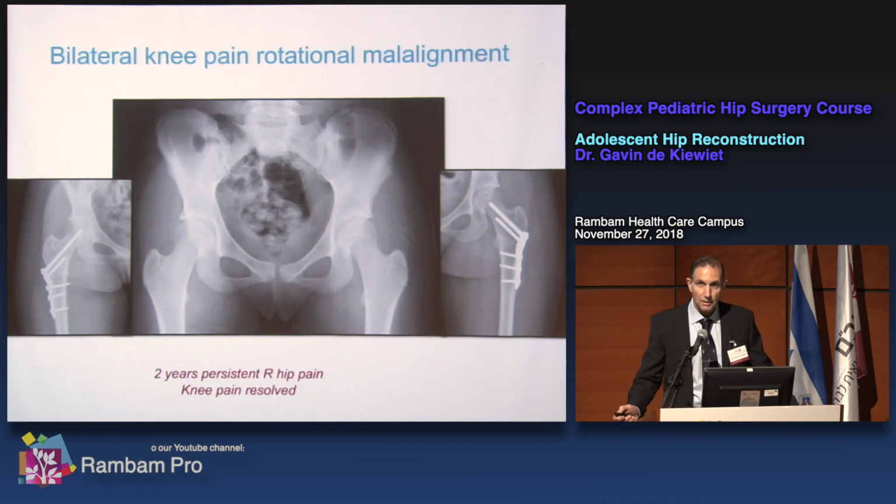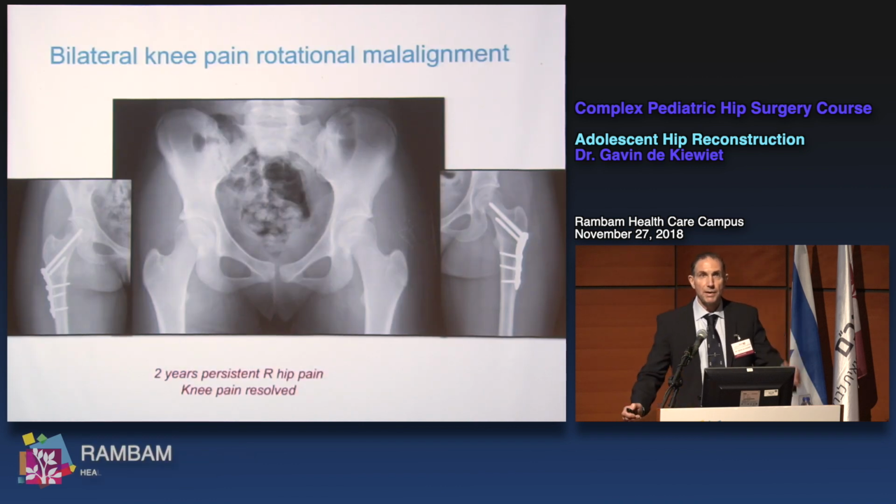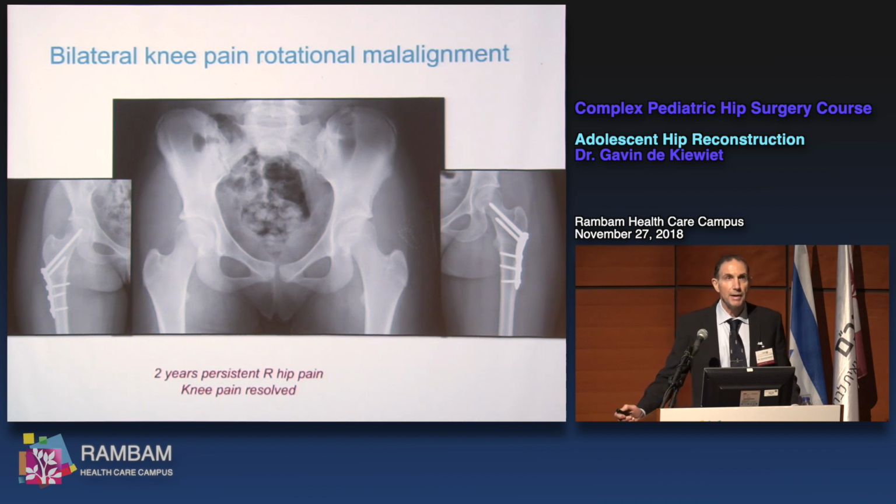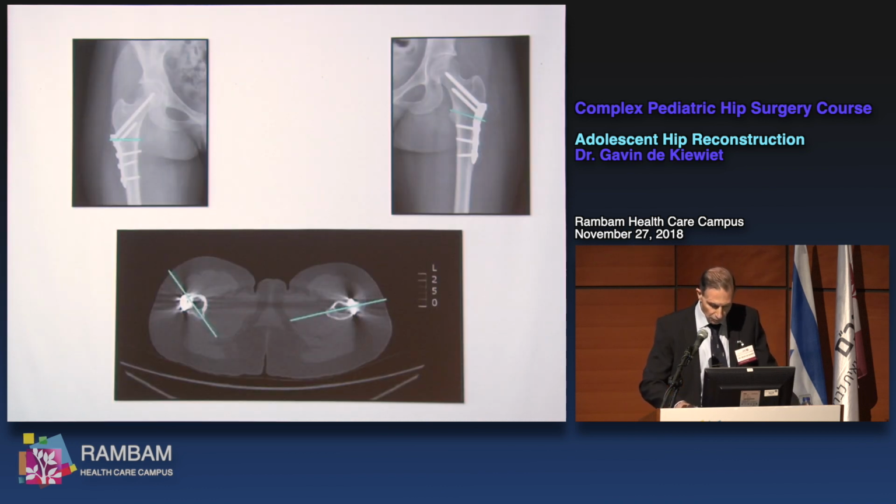So this is a case where this child had, and it was mentioned before about knee pain and malignant malorientation syndrome. This patient came with bilateral knee pain to a colleague of mine. He chose to do proximal femoral derotation osteotomies. You see on both sides, all nicely healed up, all fine. She was asymptomatic on the left side. Her knee pain disappeared. On the right side, her knee pain disappeared, but she had persisting hip pain. Two years of persisting hip pain until I saw her.